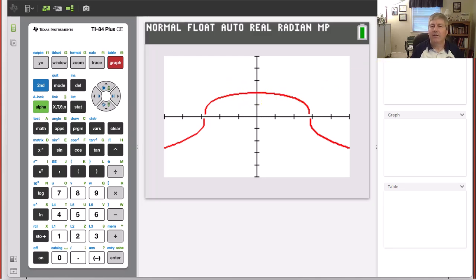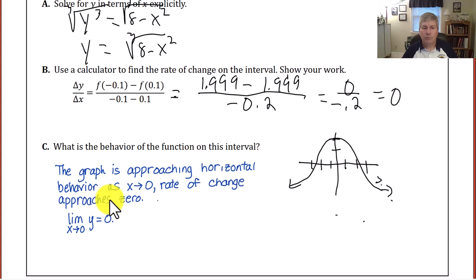So what is the behavior of the function on this interval? Remember, we're looking at really close to the origin, and we saw a slope of 0. So the graph is approaching horizontal behavior as x approaches 0, because the rate of change approaches 0.